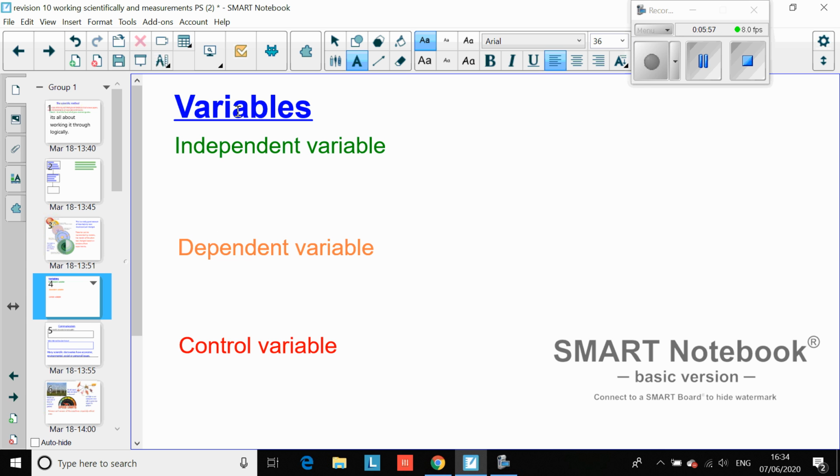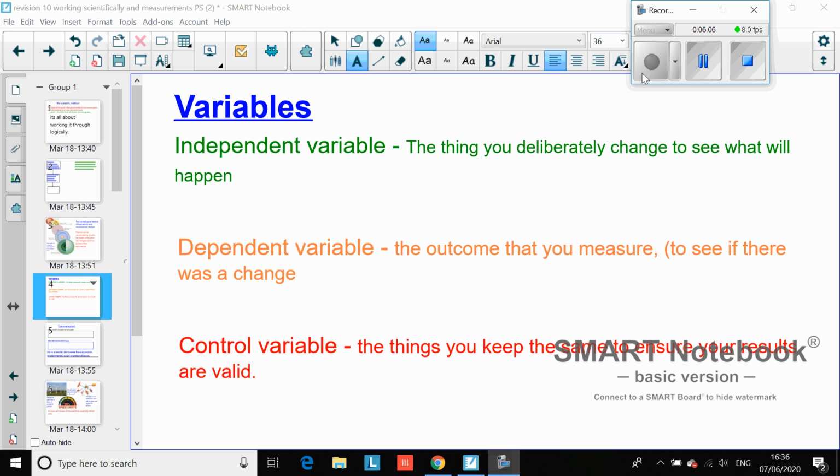Okay, so just quickly pause the video and write: independent variable, dependent variable, and control variable. Okay, and we're going to go through what they mean. Okay, welcome back. So, this is essentially what these actually mean.